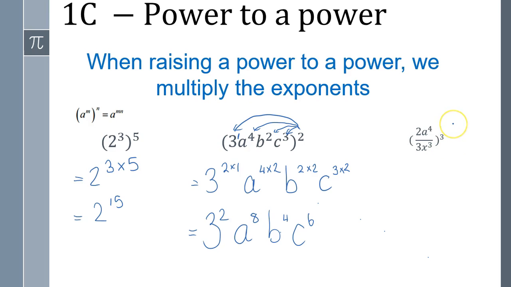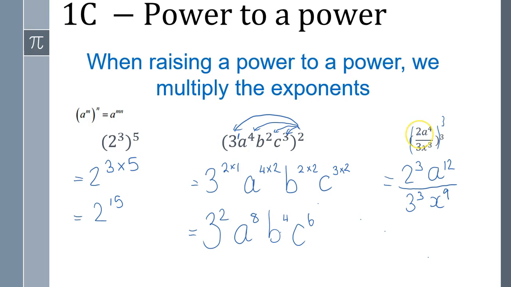This third example looks a bit different just because it has a fraction bar in it. That whole thing is meant to be raised to the power of 3, but my equation editor is not complying. So we're going to try this. It's the same as the second example. You just need to apply the 3 to the top and then to the bottom. So it would look like 2 to the power of 3, a to the power of 4 times 3 is 12, over 3 to the power of 3, x to the power of 9.